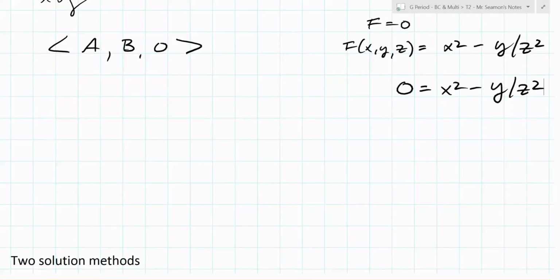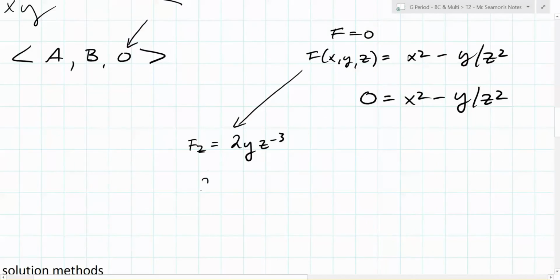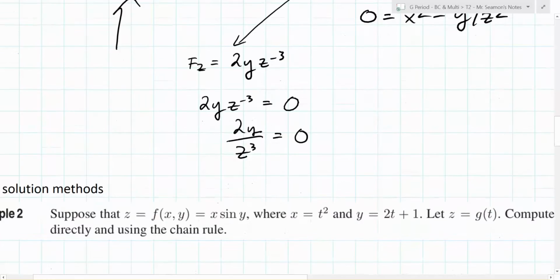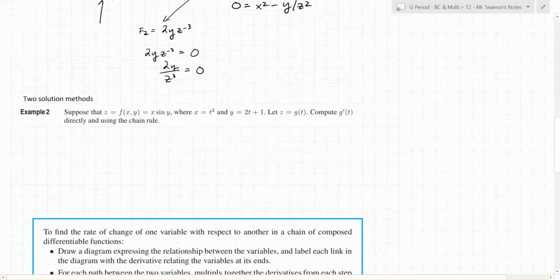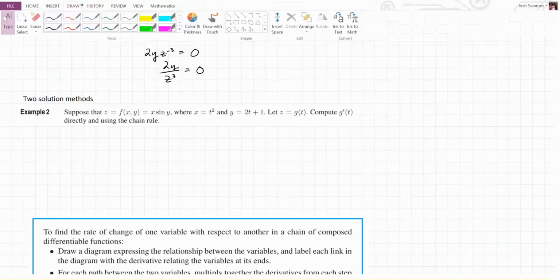We're looking for all of the points on S where a normal vector. Which vector is normal at any given point? The gradient vector. We need this to be equal to what? 0. We need it to be equal to 0. So 2y over z cubed has to be what? 0. What's the only way for that to happen? And what else has to be true?